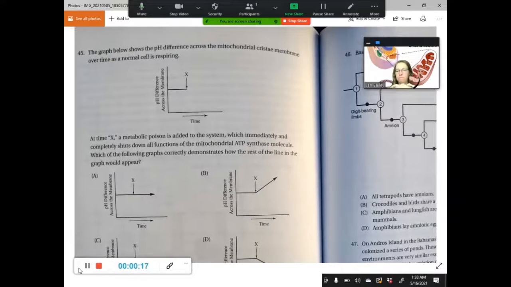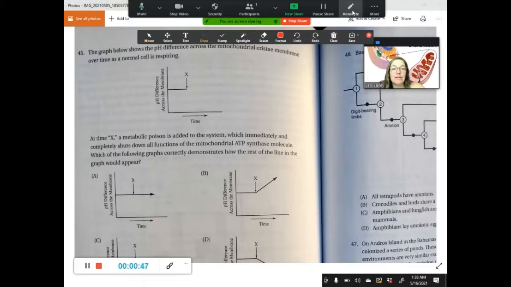The graph below shows the pH difference across the mitochondrial cristae membrane over time as a normal cell is respiring. The mitochondria right here behind me. What is happening across the membrane? What happens in the mitochondria? ATP synthase. I wonder if we're going to be asked about that. So the pH difference across the membrane. Okay, is that just the pH across the membrane? No, that's the difference, right, in pH across the wall.